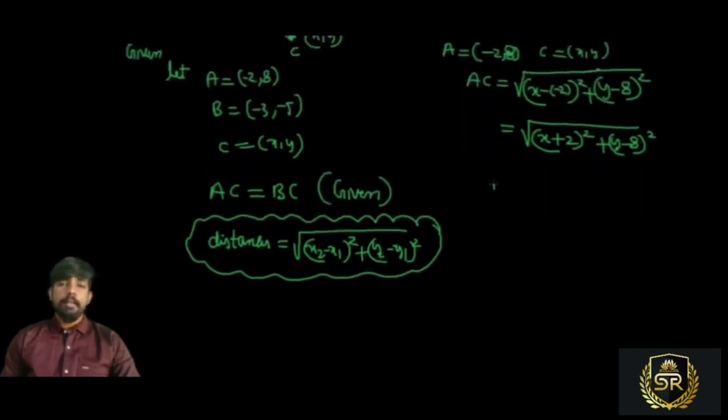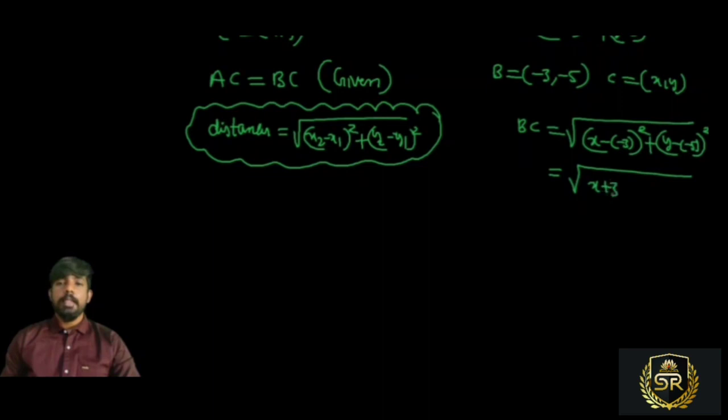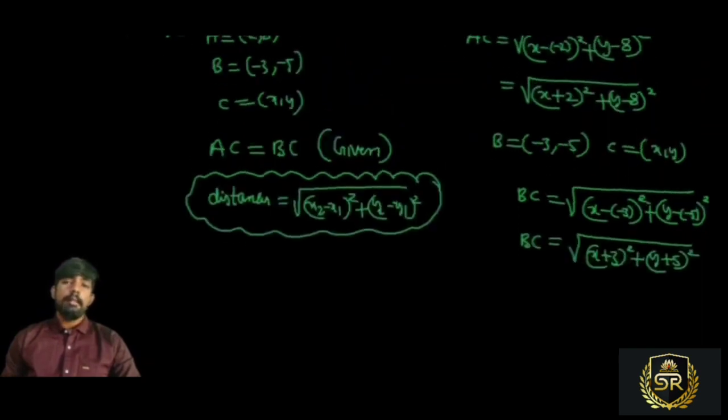Next BC. Point B is (-3, -5), C is (x, y), and here BC distance is root over x2 minus x1, x minus of minus 3 whole square, plus y2 minus y1 whole square. From here, (x plus 3) whole square plus (y plus 5) whole square. So this is BC distance. So we got it, this BC and AC we got it.